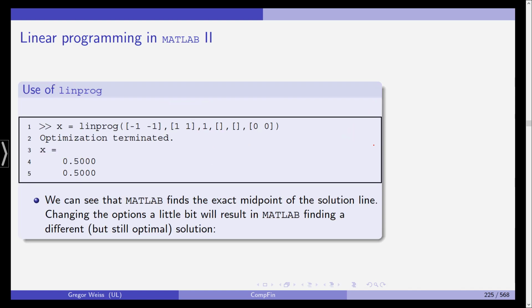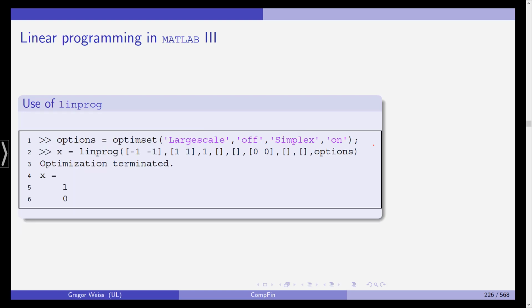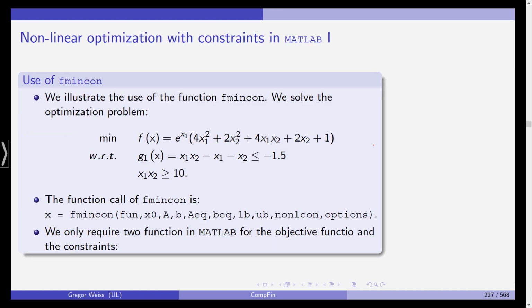It's okay, but Matlab does not see that actually we have an infinite number of solutions, and this is not the unique solution. That's the only problem. Okay, so if we use a different algorithm, if we set the options a little bit differently, we get 1, 0. But there is no difference between those two solutions, obviously, because they are all optimal.